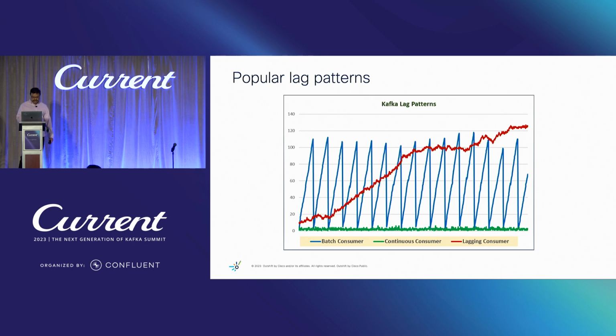A continuous consumer, which you see in green at the very bottom, has hardly any lag. There's like 1 or 2 records of lag that are consumed immediately, so it's a flat lag. A lagging consumer, on the other side, has a slowly increasing lag over time. Even though the consumer is consuming, it's not consuming at the speed it should, and the lag slowly increases over time, and it's going to hit a threshold where it's going to have a business impact.